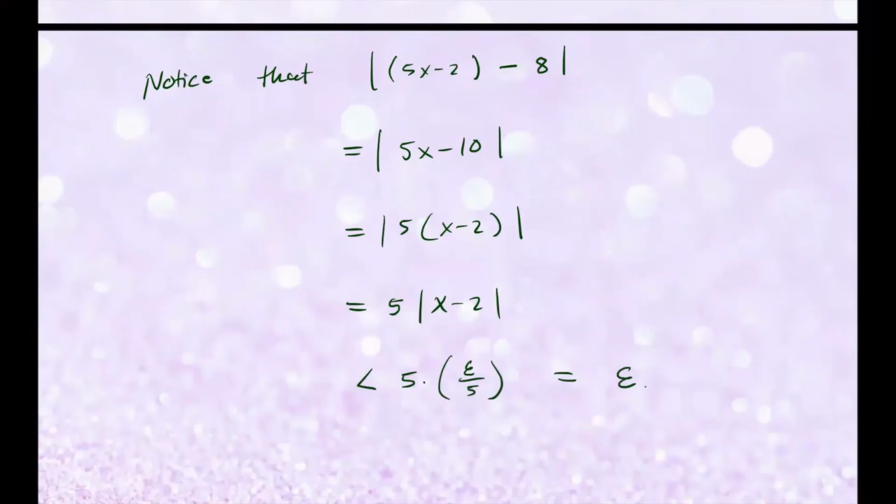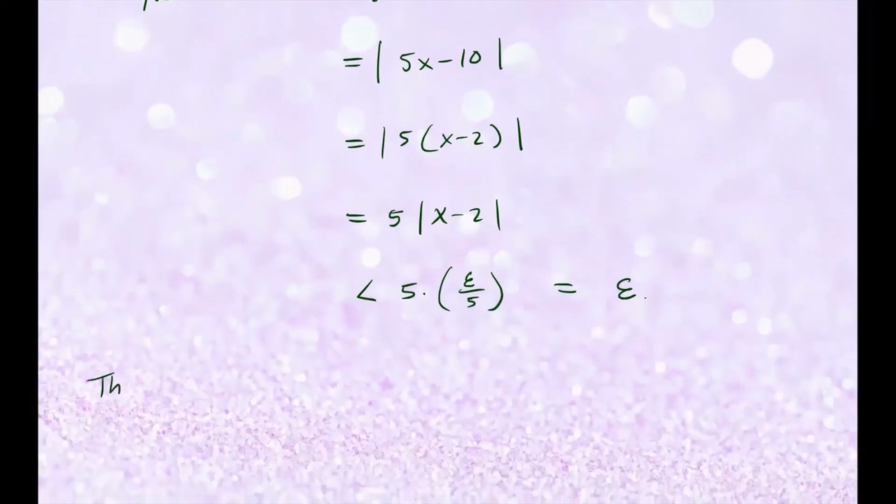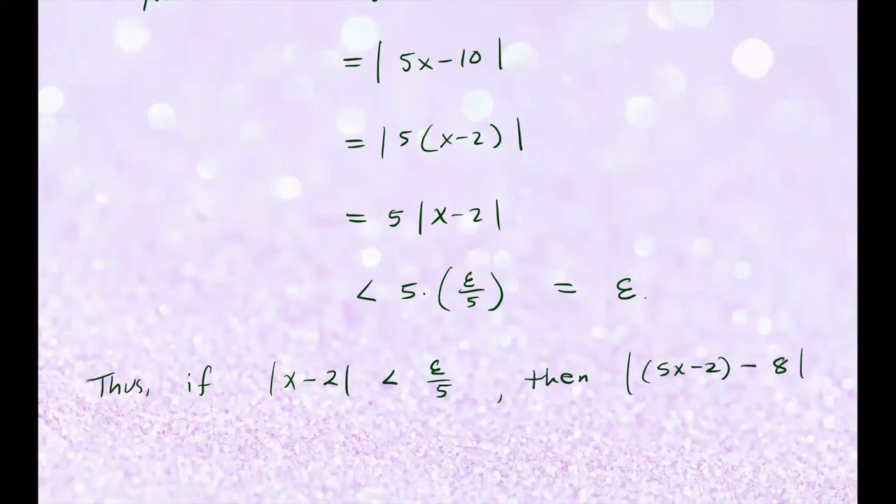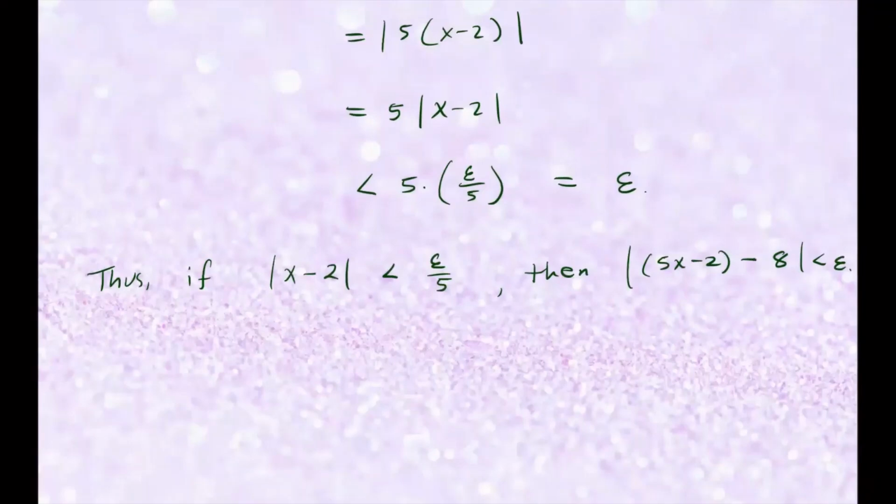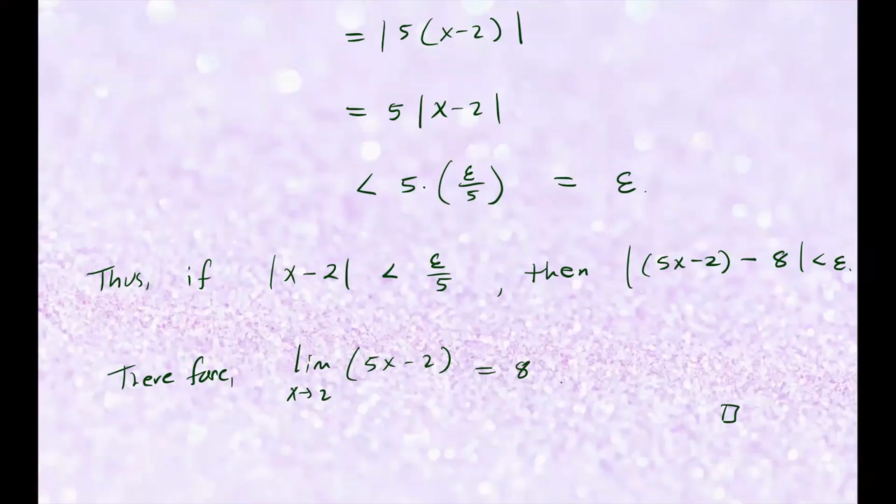Let's go ahead and write down one more statement. Thus we see that if the absolute value of x minus 2 is less than epsilon over 5, then the absolute value of 5x minus 2 minus 8 is less than epsilon. So by the limit definition, we can say that therefore the limit of this function 5x minus 2 as x approaches 2 is equal to 8. So that is how you construct an epsilon-delta proof. I hope this helps.